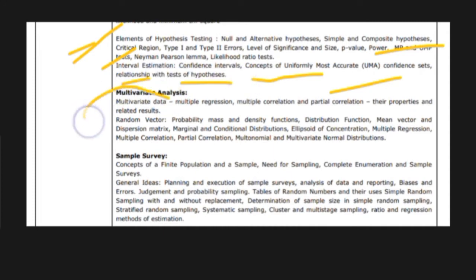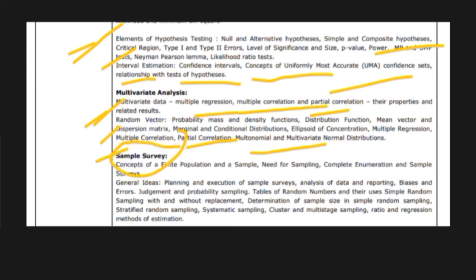The next section is based on multivariate analysis, and there are questions on multivariate data, then multiple regression, multiple correlation, partial correlation, then random vector, then marginal and conditional distributions, and other chapters are there. The next section deals with sample survey, and here there is the concept of finite population and the sample, then the need for sampling, complete enumeration and sample surveys.